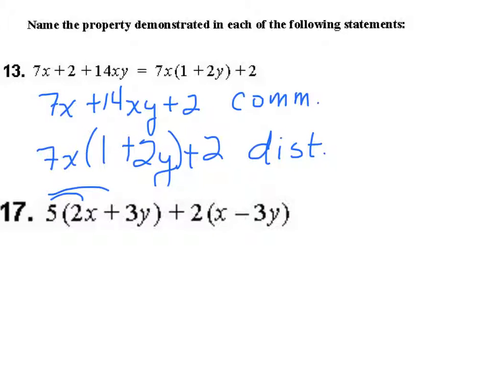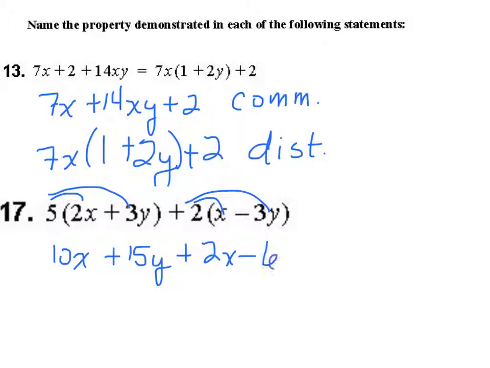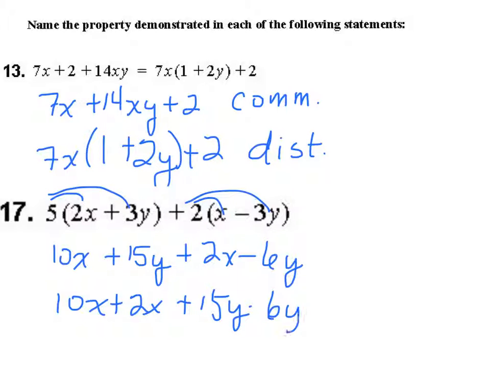I like this one better. We just get to simplify. So I'm going to distribute. 5 times 2x is 10x, 5 times 3y is 15y, and 2x minus 6y. Then I can switch my order around using the commutative property to get my like terms next to each other. Is kind of nice. And then I can just combine my like terms. So 10x plus 2x is 12x, and 15y minus 6y is 9y. That's a plus.